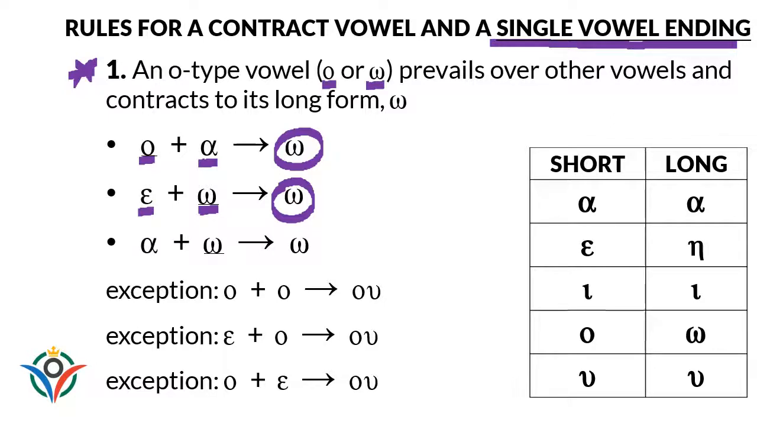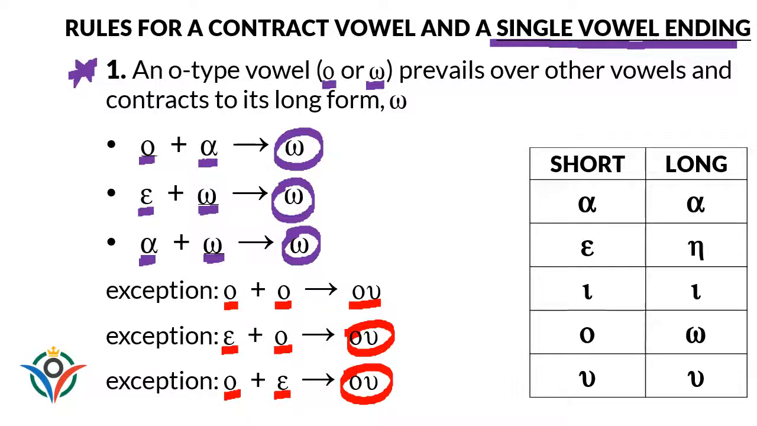And then the third example, we have the alpha contract vowel. Once again, we have the omega vowel of the verb ending, and so we end up with the long form, the omega. Okay, there's always exceptions, and I've shown you these exceptions in the previous slide. So just remember, when you have an omicron plus an omicron, you would expect to have the omega form, all right, but that's not the case. We end up with the diphthong ου, and that goes for the epsilon plus the omicron and the omicron plus the epsilon. All right, where you get your diphthong ου.